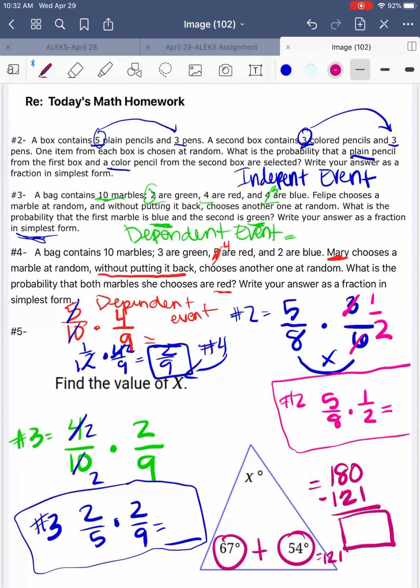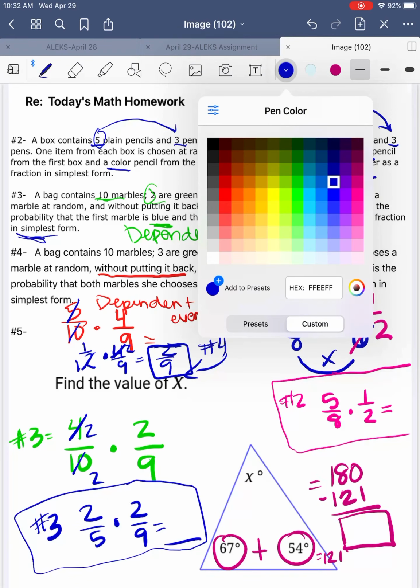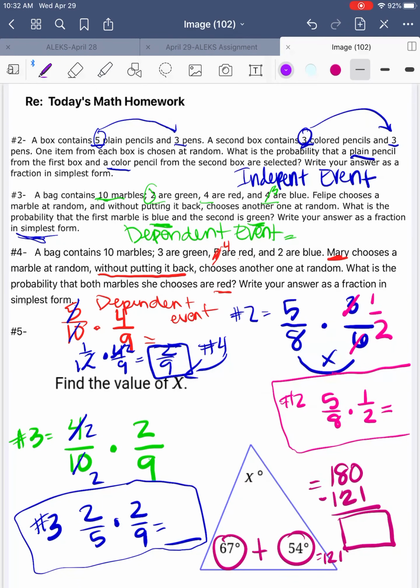But you can find them here. So this one right here would be number 2. You just need to finish that part. This one over here would be number 3. This one right here is number 4. And then this one right here is number 5.